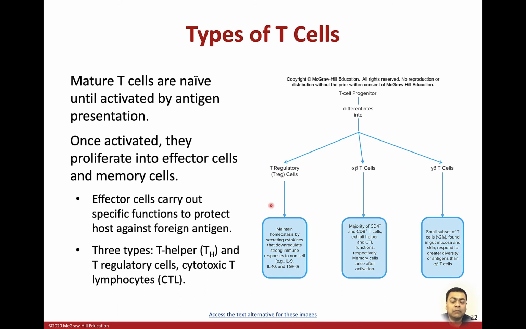So what do these things do? The T regulatory cells maintain homeostasis by secreting cytokines that downregulate strong immune responses to non-self. Mainly, these cytokines are IL-9, IL-10, and TGF-beta. You will see that I will mention some of these particular interleukins and the different cytokines. But again, detailed memorization of each cytokine and what it does is not necessary. Just remember the overall function.